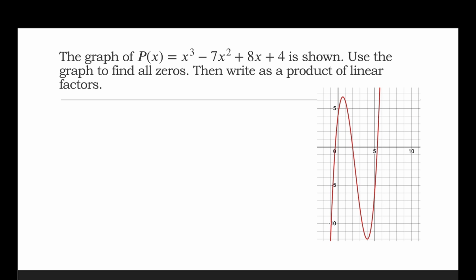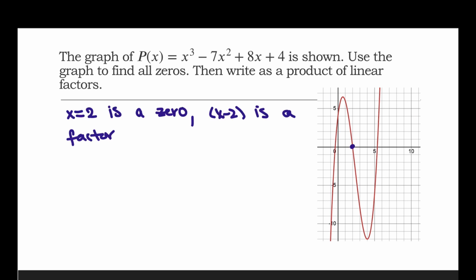However, since they gave us a graph, we should be able to identify some of the zeros from the graph. When I look at this graph, I can tell that there is a 0 somewhere between 0 and negative 1, but I can't see exactly where that value is. And there is another one that's a little bit bigger than 5, but again, I can't really tell what that value is. However, right at x equal 2, there is a 0. So x equal 2 is a 0. That means x minus 2 has to be a factor.